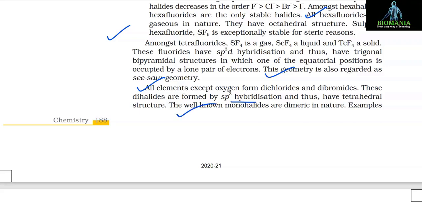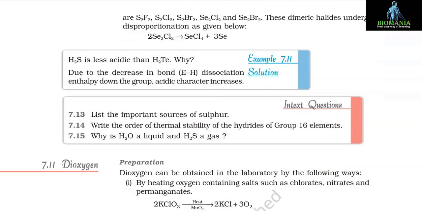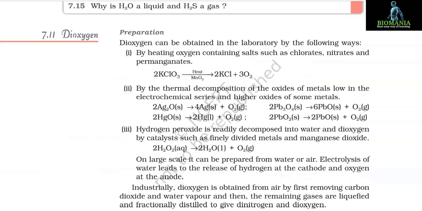The well-known monohalides are dimeric in nature. Examples are S2F2, S2Cl2, S2Br2, Se2Cl2 and Se2Br2. These dimeric halides undergo disproportionation as given below: 2Se2Cl2 gives SeCl4 plus 3Se.